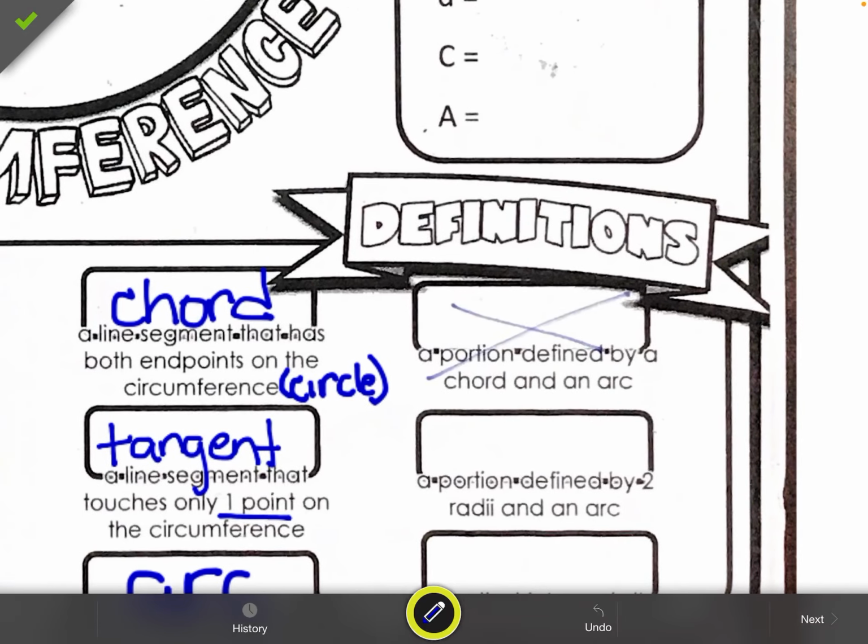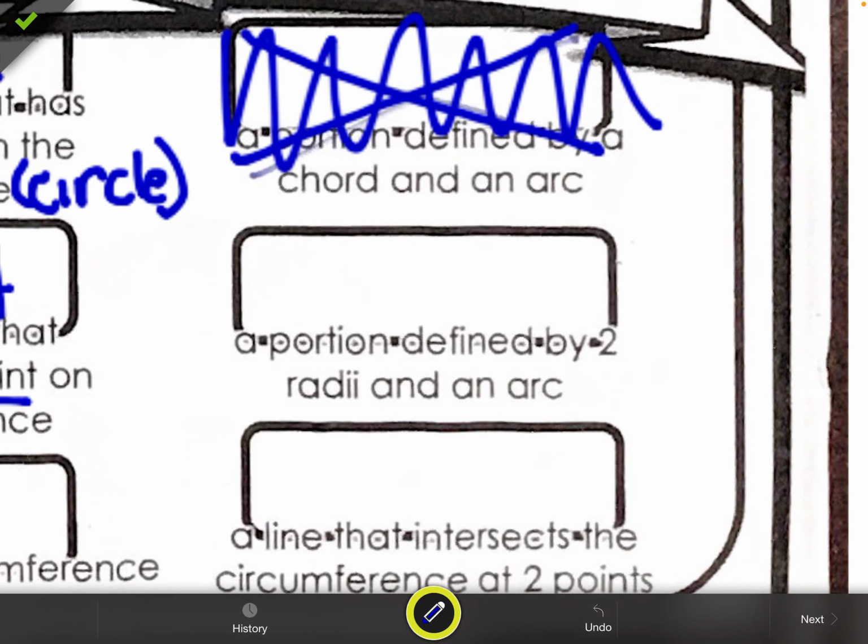All right, so we're not going to do this definition. It is not something we ever work with, and I very rarely see it, so we're going to skip that one. Next definition: a portion defined by 2 radii and an arc. So it's part of your circle, and it's made by 2 radii. That's plural for radius. We don't say radiuses. And an arc.